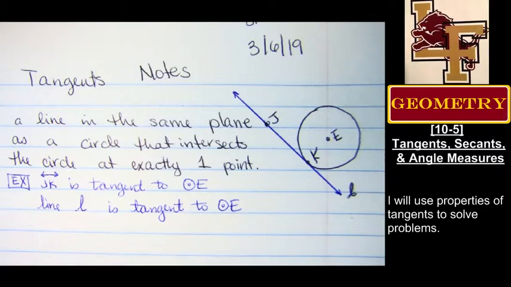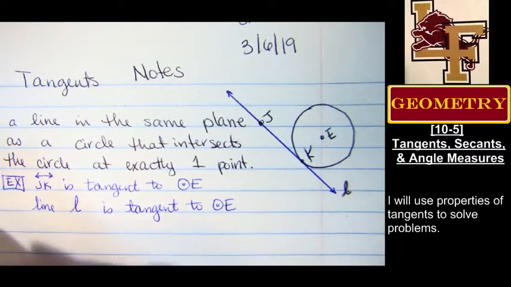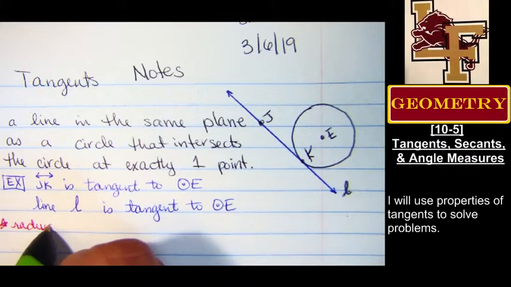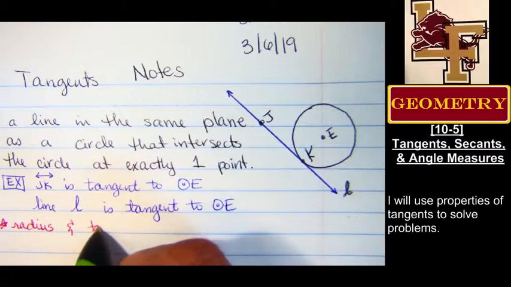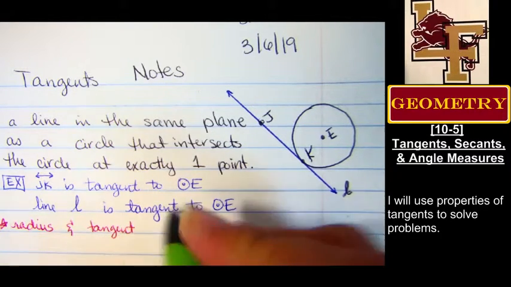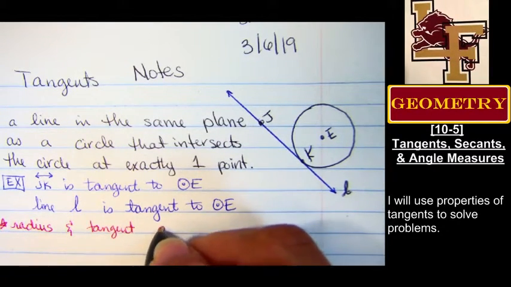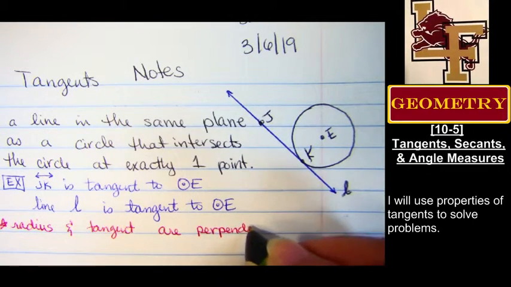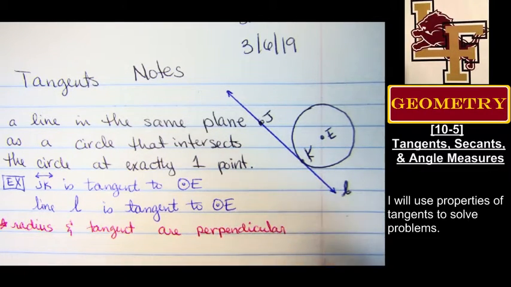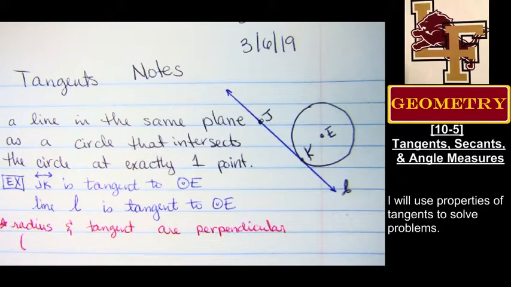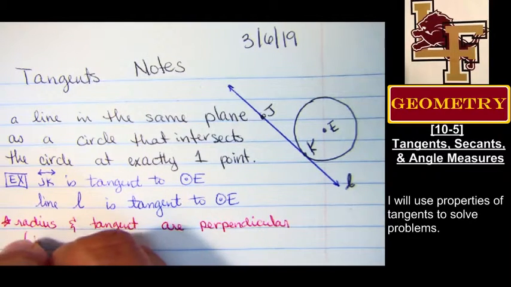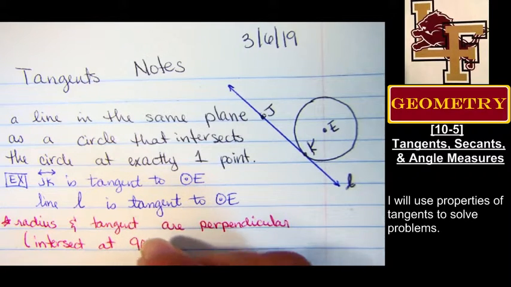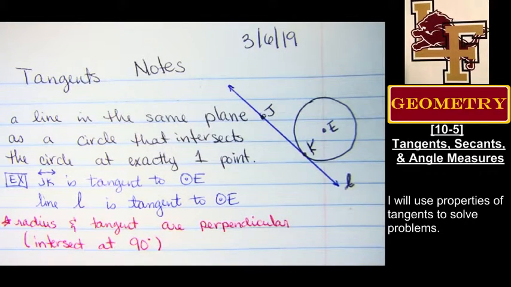I've got one other bit of important information about tangent lines. And we're going to write it right here. Whenever I have a radius, that radius and whatever tangent line it intersects with, the radius and the tangent are going to be perpendicular to each other. What did perpendicular mean? They intersect. They do intersect. What angle do they form when they intersect? 90. At 90 degrees. Good job. That will become important later.